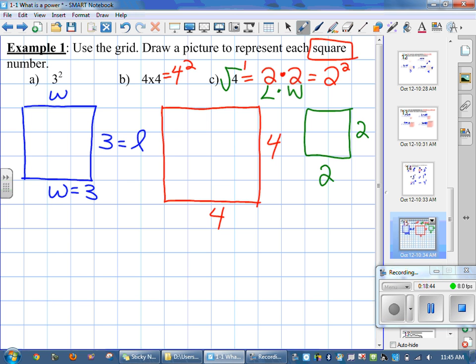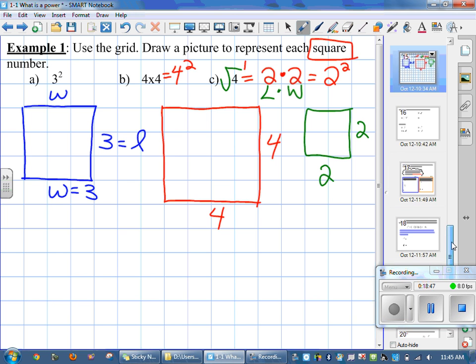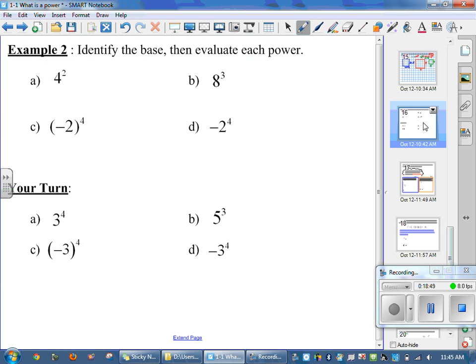All right. What is our base? What we're going to do is we're going to circle our base, and then we're going to evaluate. Evaluate means solve it and find the answer.